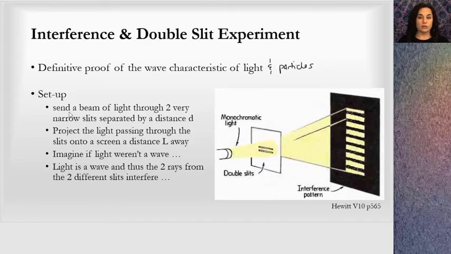Okay, the setup here is we're going to send a beam of light through two very narrow slits, which you can see here, separated by a distance d. We're going to project the light onto some sort of screen and look at the interference pattern. If light wasn't a wave, we would not see this pattern. We would just see, like if you threw basketballs through a door, they don't diffract after they go through the door. They just follow a straight line. But that's not what we're seeing. We're seeing diffraction happening with light. It's extending into those regions past the barrier.